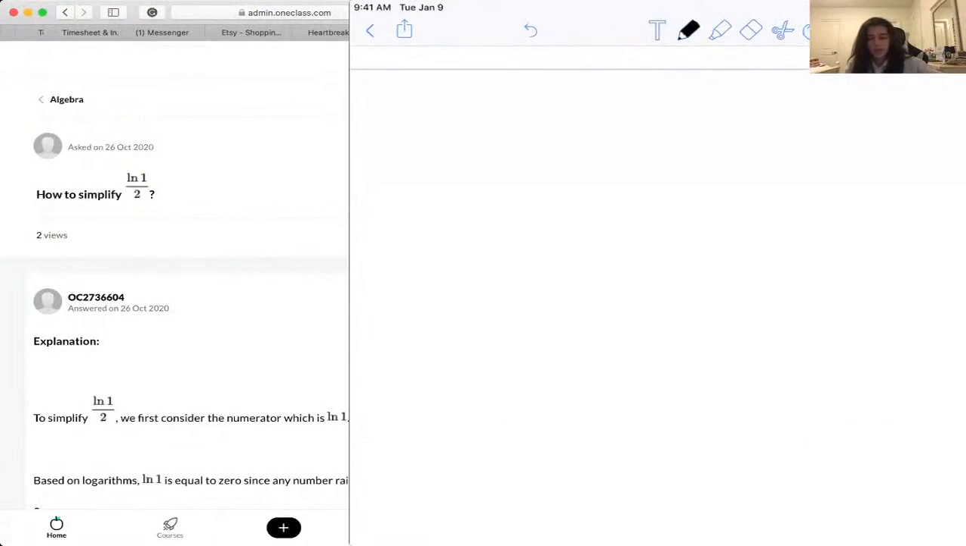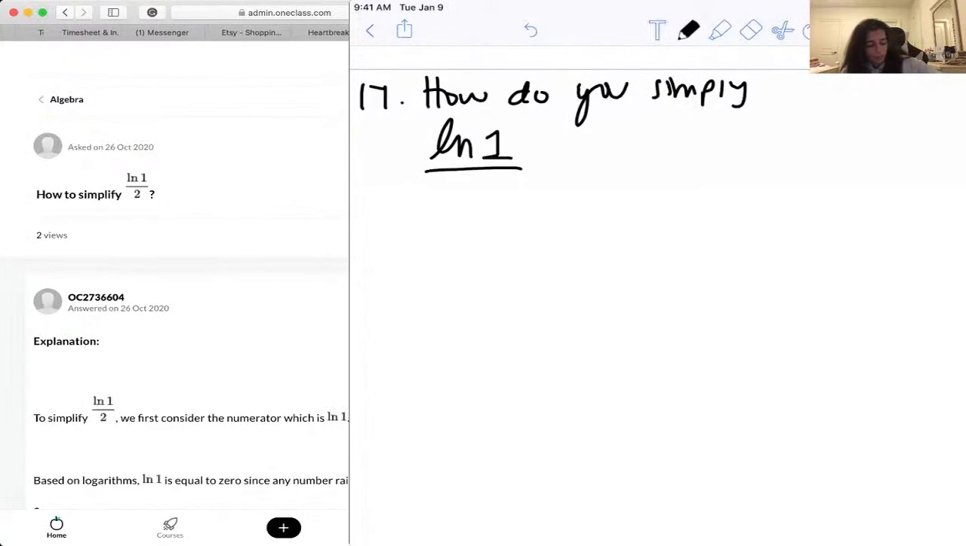This question asks us how to simplify ln of 1 over 2. How do you simplify ln of 1 over 2?